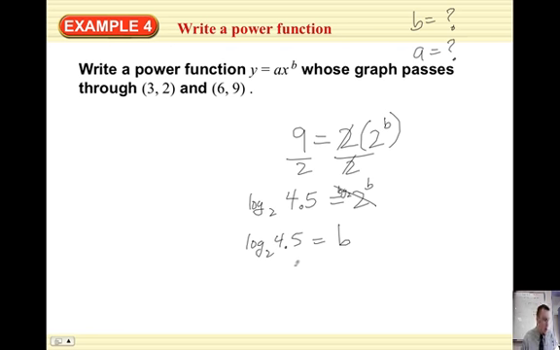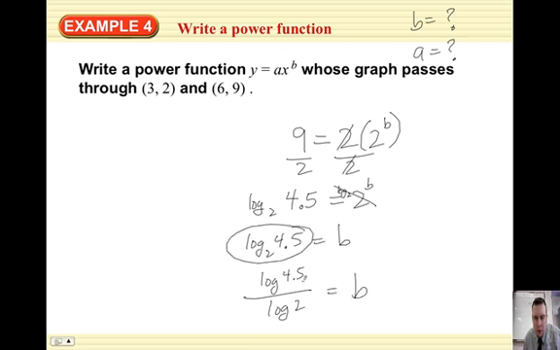Type that in your calculator. Well, you can't exactly type it in. Some of you might be able to, but that's why we have to know change of base. So this is equal to log of 4.5 over log of 2. That's equal to b, right? That's what I did was use change of base to do this. Type that in your calculator. You should get b is equal to about 2.17. Alright, you're going to use that. If b is equal to 2.17, we have to find out what a is.